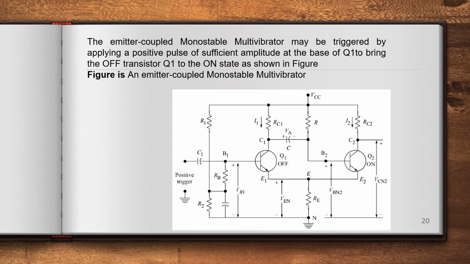The emitter coupled monostable multivibrator may be triggered by applying a positive pulse of sufficient amplitude at the base of Q1. At the base of Q1, the triggering signal is applied to bring the off transistor into the on state. This method is applied for inducing a transition in the stable state of the emitter coupled monostable multivibrator.